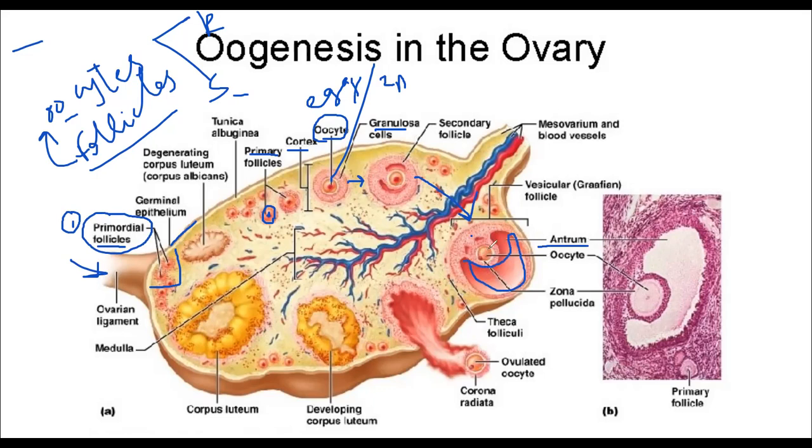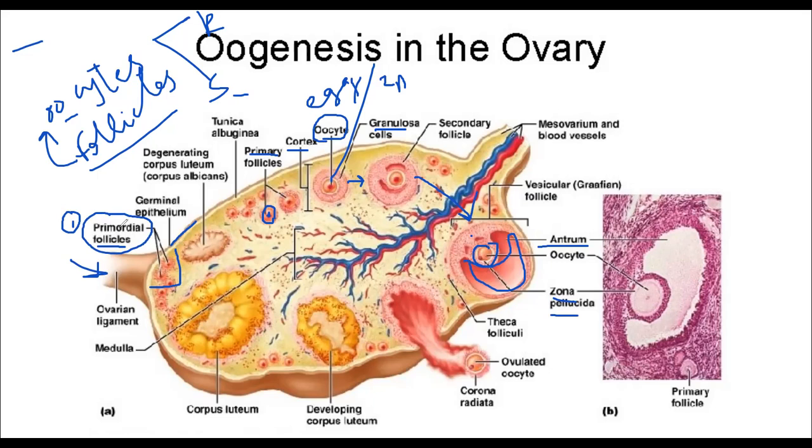This is the egg, and surrounding the egg you will see layers of cells. One layer of cells is the zona pellucida. Fine. And you have two more layers, theca externa and interna, that we will see in the next slide. So these are the technical part of it. Just understand what happens in the overview of the oogenesis.